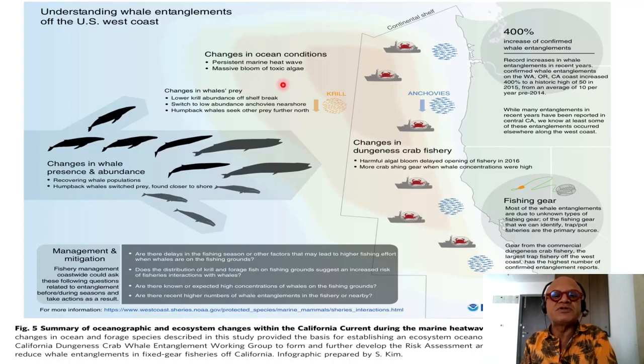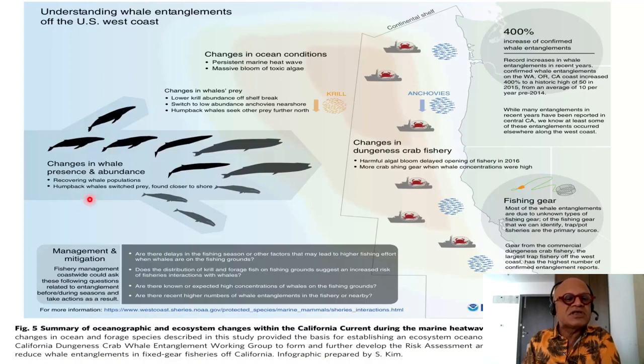Changes in ocean conditions, persistent marine heat wave, massive bloom of toxic algae. Changes in whale's prey, lower krill abundance off shelf break, switch to low abundance anchovies near shore. So krill was gone because of the heat wave. Let's say anchovies are there, so the whales go to eat whatever they can get. Humpback whales seek other prey further north, so there is also a change in their feeding grounds.